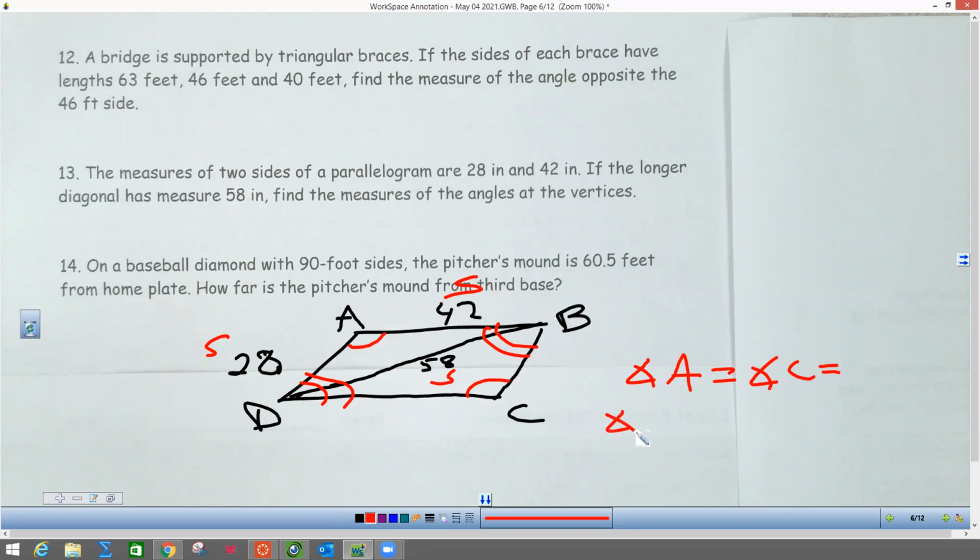And then you're going to say angle B is equal to angle D is equal to whatever to the nearest minute. And again, this one and this one have to be supplementary. So when you find this angle, you're going to take 180 minus that angle, and that will give you these two angles down here.